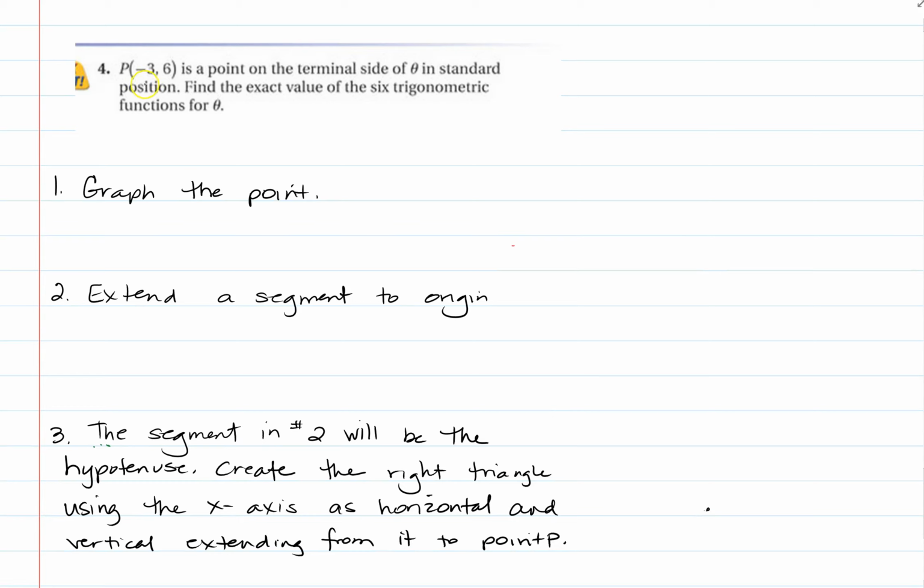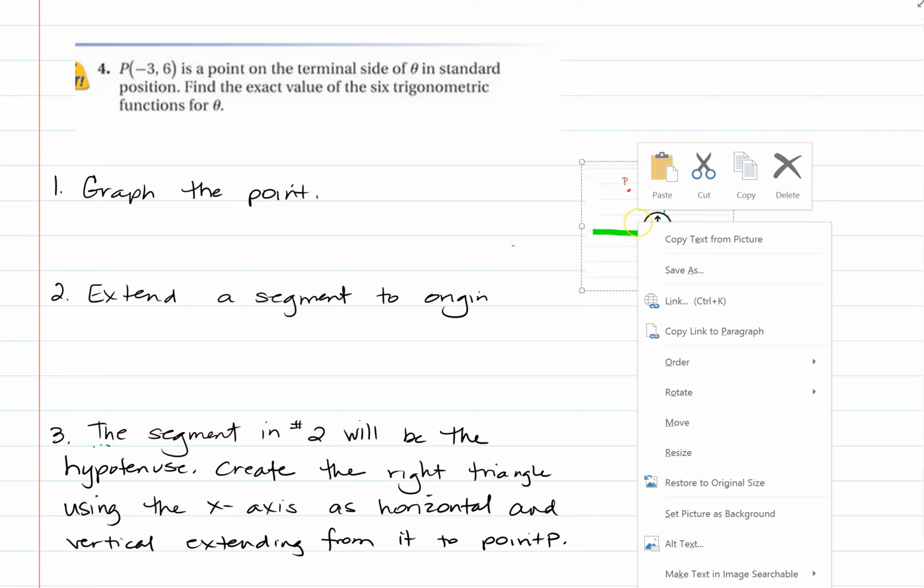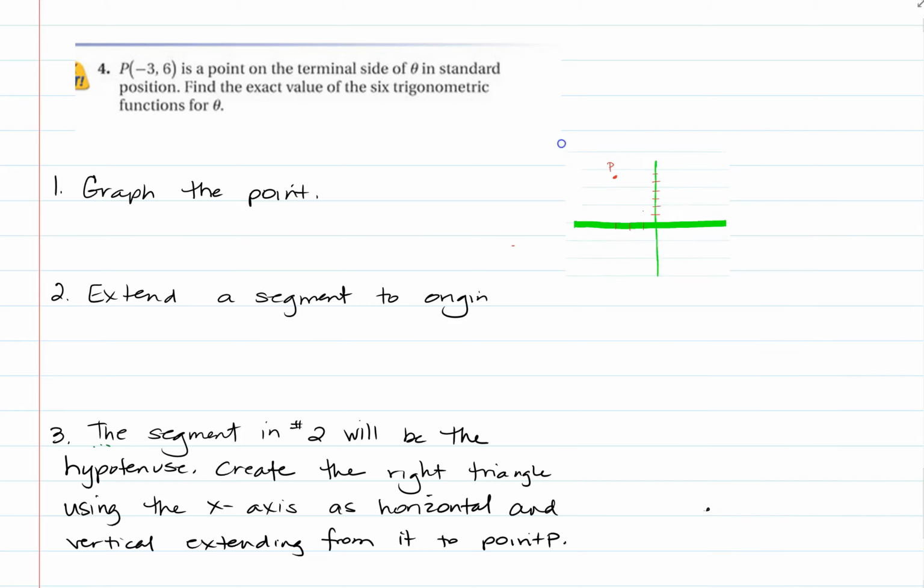It says that this point, -3, 6, is a point on the terminal side of theta in standard position, and find the exact value of the 6 trigonometric functions. So let me show you what they mean. I'm graphing the point right here. There's a plane or grid, and I put a point at -3, 6 as it says. And it says this is a point on the terminal side. In other words, there is an angle here.